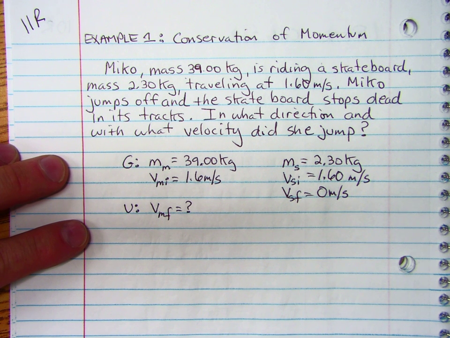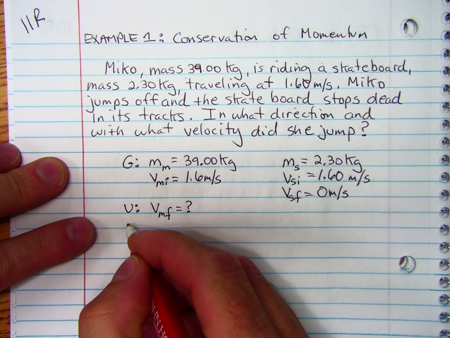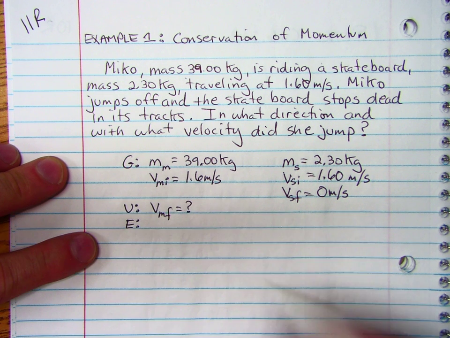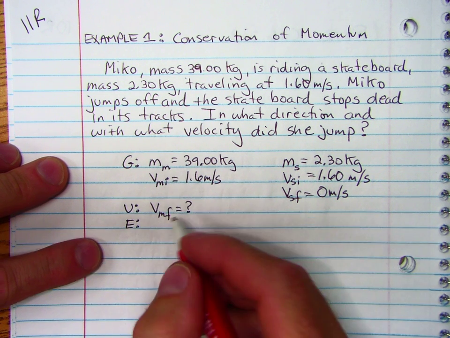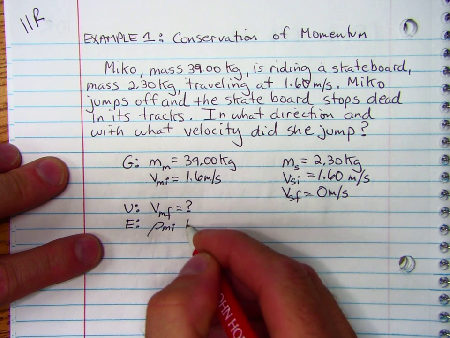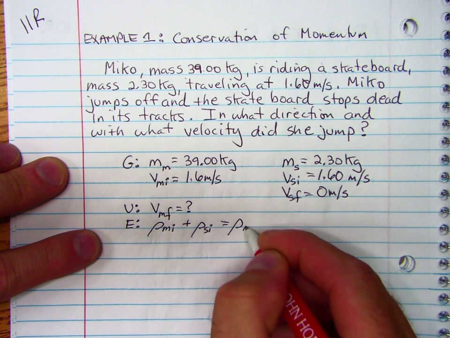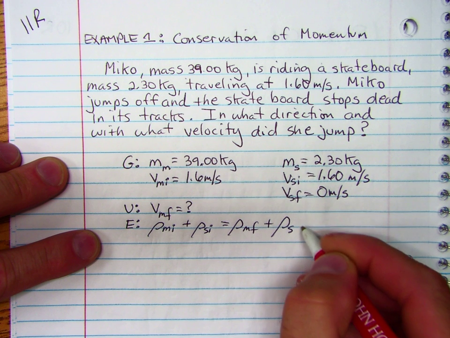Now it says in what direction and with what velocity did she jump. Hopefully you see that the direction is the sign of the velocity, and what they refer to as the velocity is really the magnitude of the velocity, the strength. So they want the sign and the strength of the velocity. Okay? So let's write down our equation. We're talking about the conservation of momentum. So we know that rho Miko initial plus rho skateboard initial equals rho Miko final plus rho skateboard final.